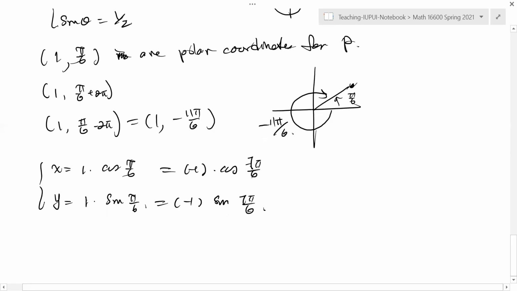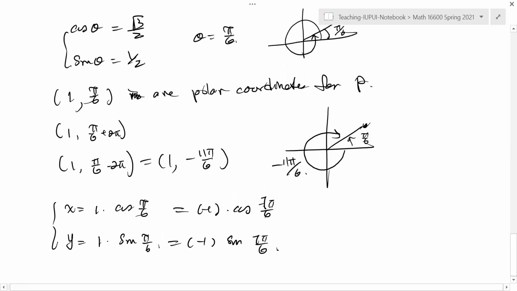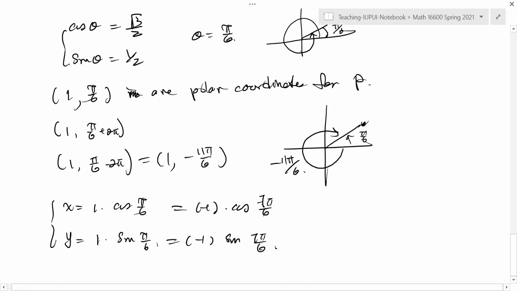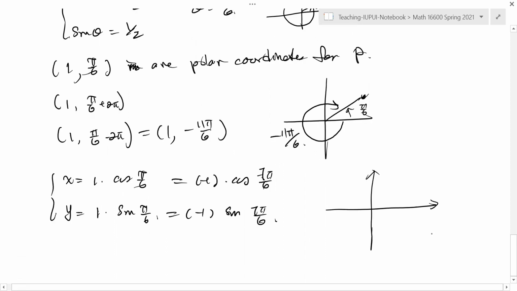This time R is negative. So 7 pi over 6 is the angle. Here's pi over 6, right? 7 pi over 6 is just this line. You add pi to pi over 6, so from here to here you see 7 pi over 6. So 7 pi over 6 is this line. Any point on this line has the angle 7 pi over 6.